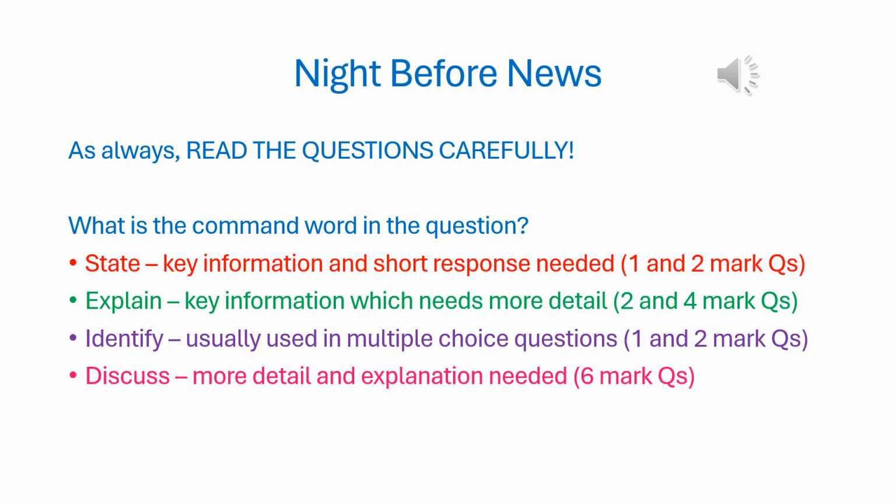Then you have the word identify. Usually this is used with the multiple choice questions that I've just been through, so it's about putting that cross through the box, and it could be a 1 or a 2 mark answer question for that one. And then finally, we've got discuss. So this is the longest answer question that you are ever going to have. It's going to be a 6 marker.